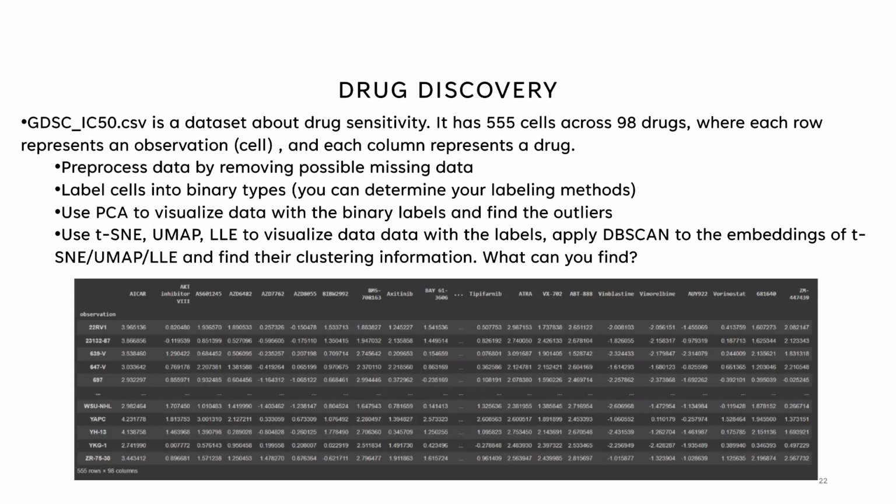To explain this further, every single column is a drug. So like AI car is a drug, and this here, AZD 6482, is a drug. The rows themselves are just the observations. And this is all the information I got.